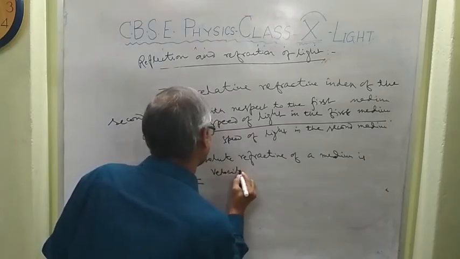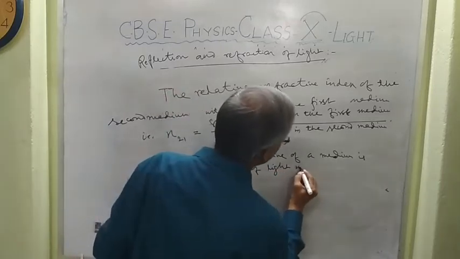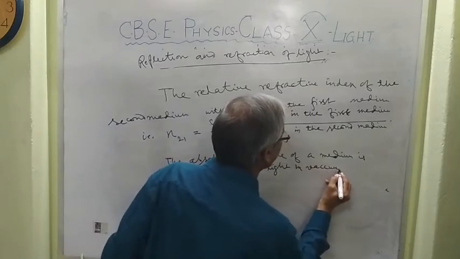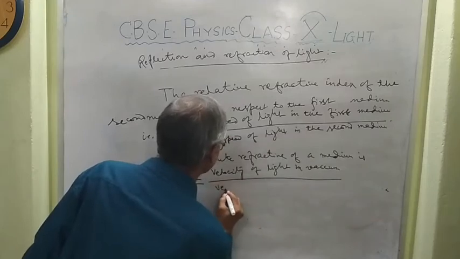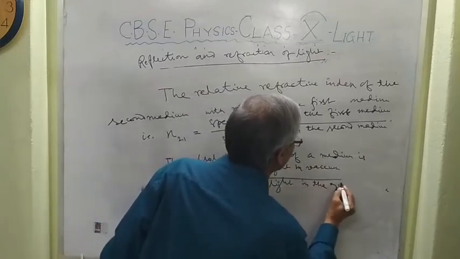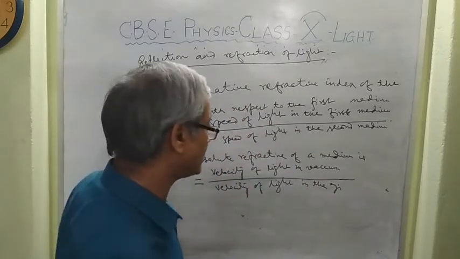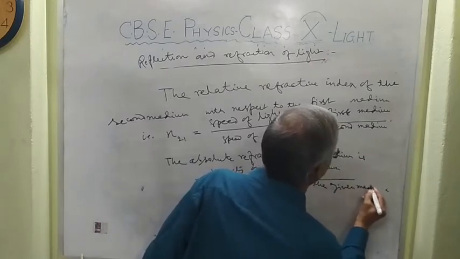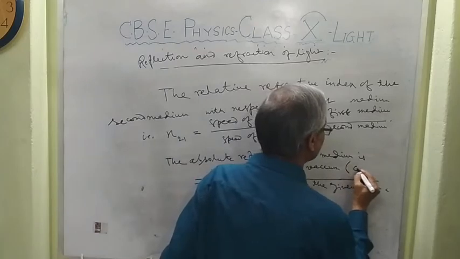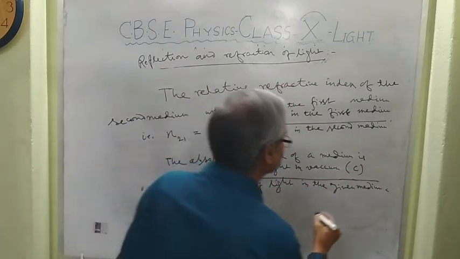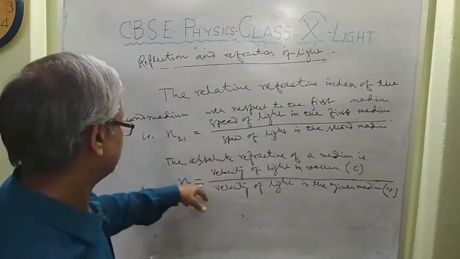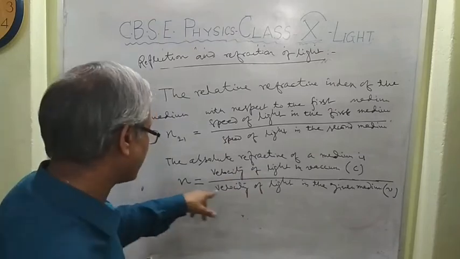Velocity of light in vacuum, which is constant and approximately 3 into 10 to the power 8 meter per second, divided by velocity of light in the given medium, whose absolute refractive index we want to know. Let the velocity of light in vacuum be denoted by small c, and the velocity of light in the given medium be represented by small v, that is n equals velocity of light in vacuum divided by velocity of light in the given medium.